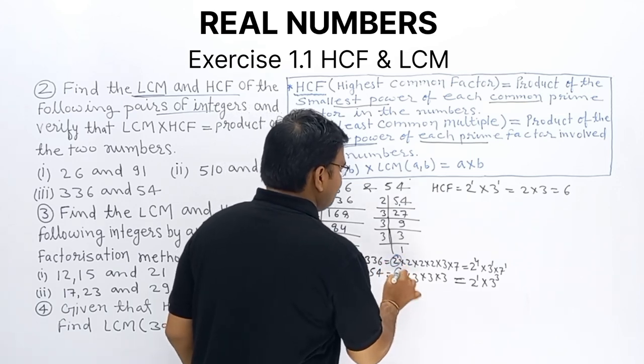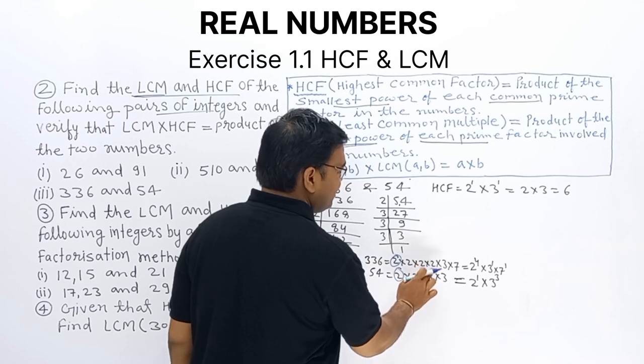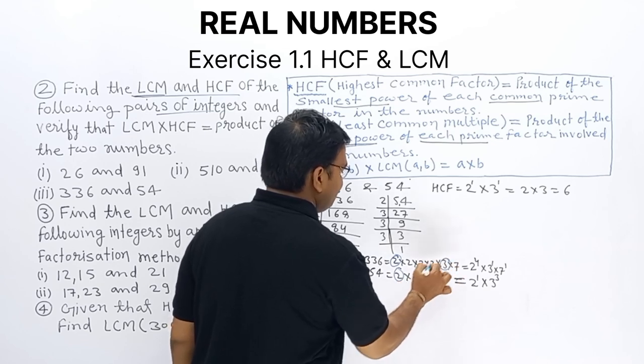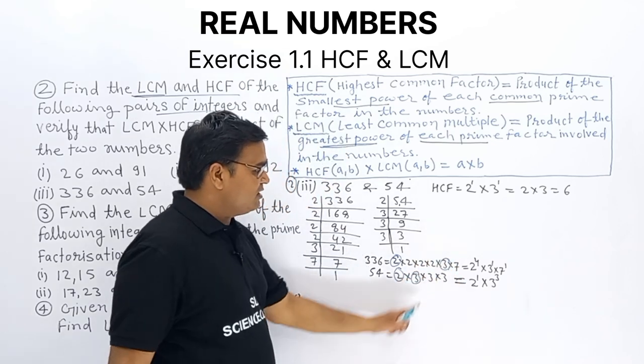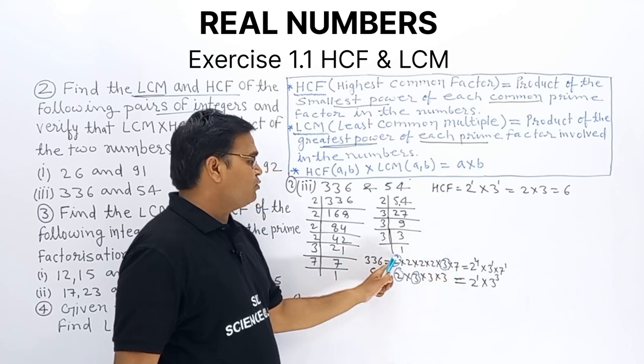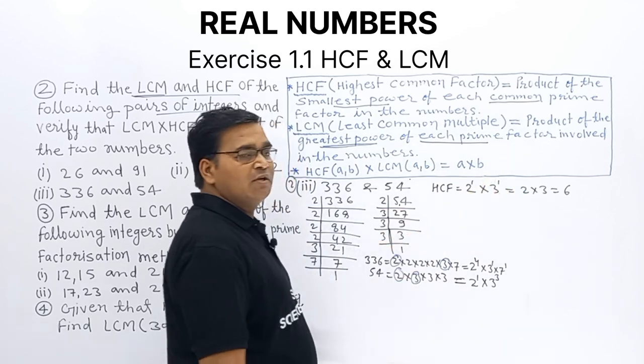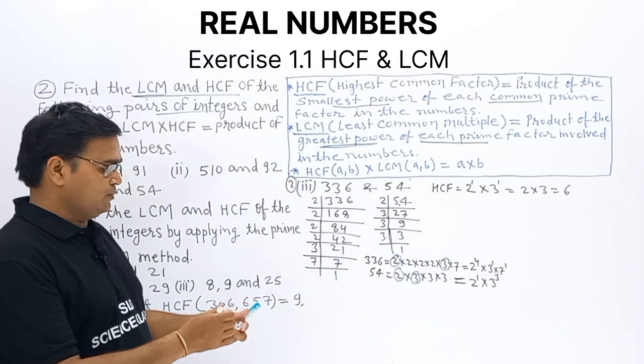Directly if you want to do, you can find HCF. 2 is there, 2 is there; 2 is there but not there, 2 is there, not there; 3 is there, we can use only one 3; 3 is there but not in the other; 7 is there but 7 is not. Take 2 into 3, 2 into 3, same. So both ways are correct, we can do.